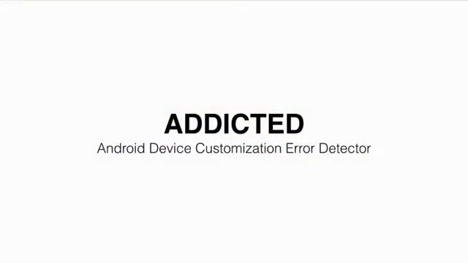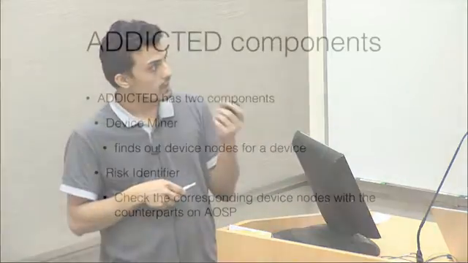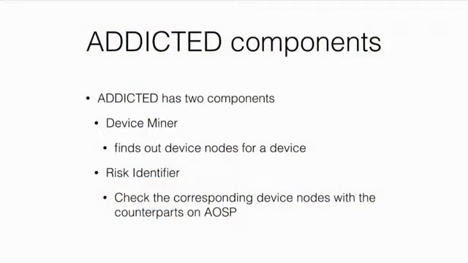So to study this problem in a systematic way, we developed a tool that we call ADDICTED. It stands for Android Device Customization Error Detector. It has two components. One is the device miner that finds device nodes for a device, and then another component that we call the risk identifier that checks the corresponding device nodes against their counterparts in the Android source code.